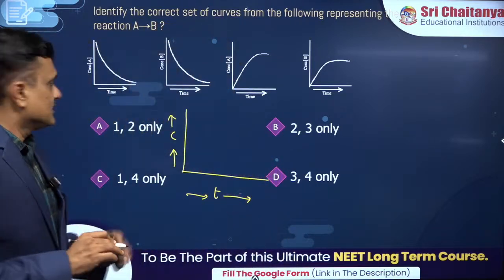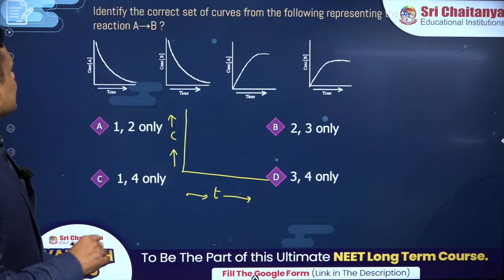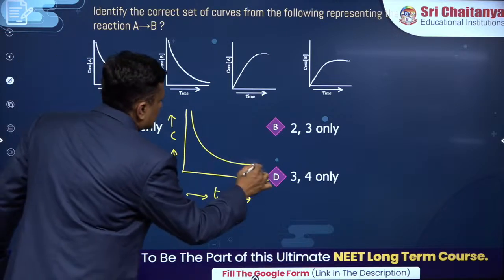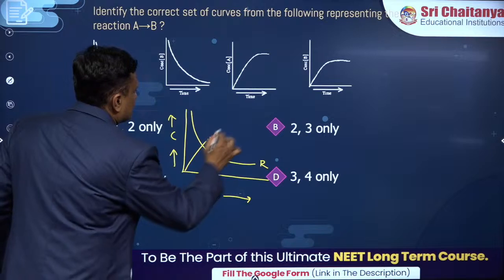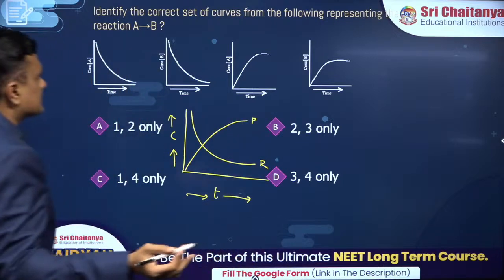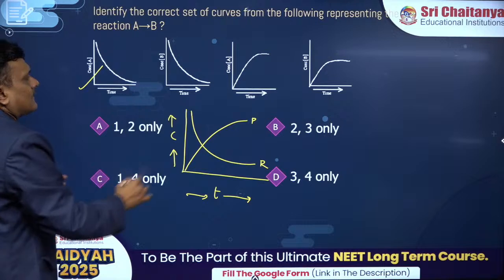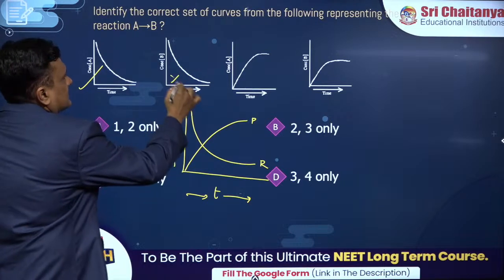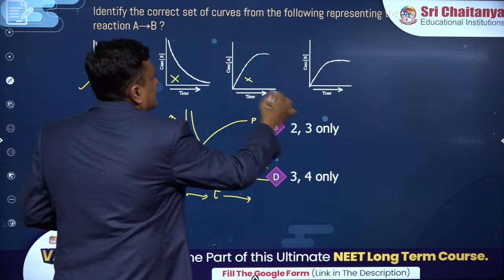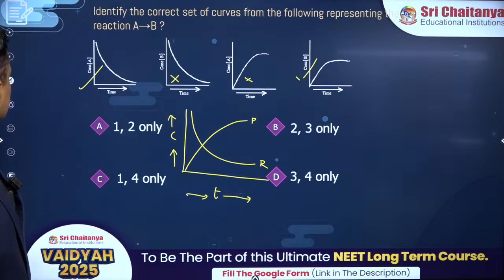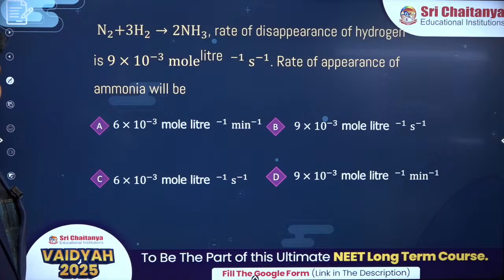Please be careful. What is happening here is that in a reaction, exponentially the concentration of the reactant decreases and that of the product increases. That's all. You can see the concentration of the reactant decreases. Alright, the product increases, the reactant decreases. That's all, right? So first and fourth should be the right answer. What do you say, Ramcharan?